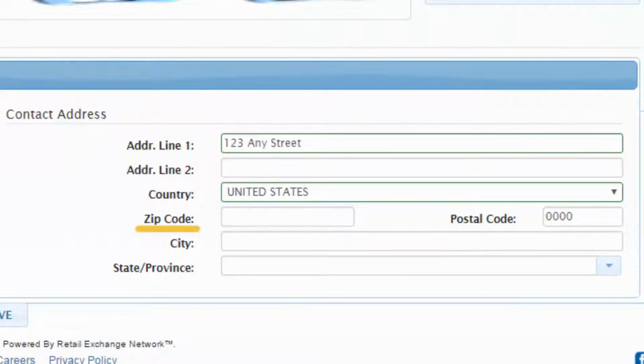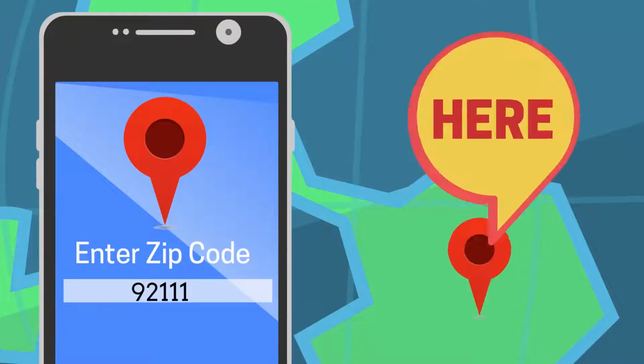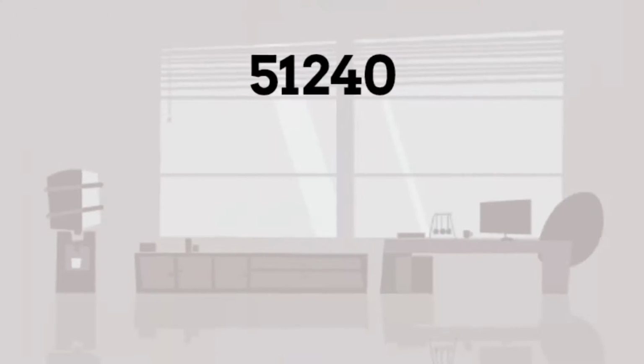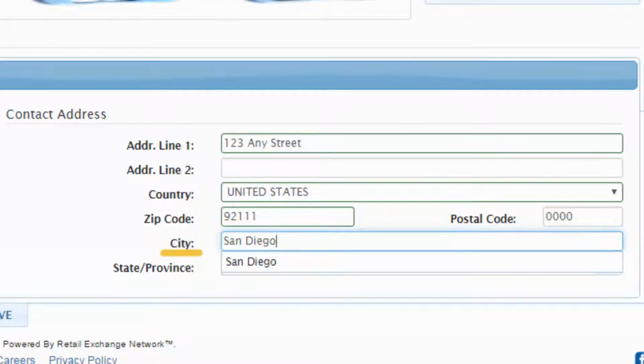Next, enter your contact address zip code. I will enter 92111. Once you've entered a zip code, the city and state/province will appear. Orbit automatically determines which city and state your address lies according to the zip code. Since one zip code can pertain to multiple cities, click on this for a drop-down list of all the cities that pertains to your zip code and choose the correct city. If you attempt to type in a city that doesn't correspond to the zip code, Orbit will immediately notify you.